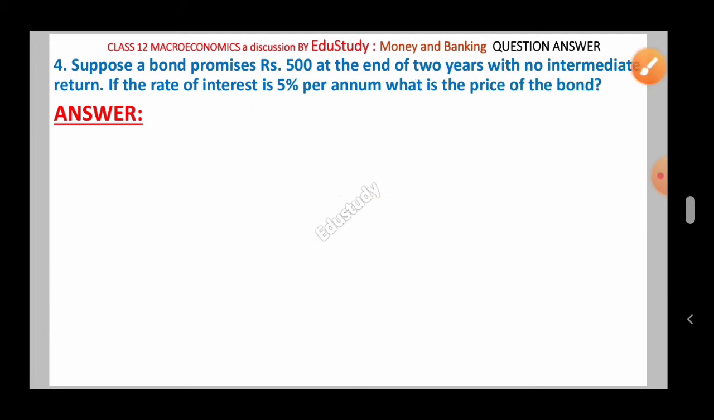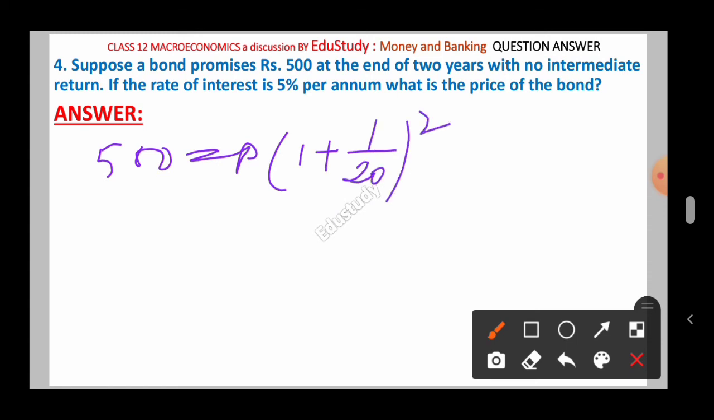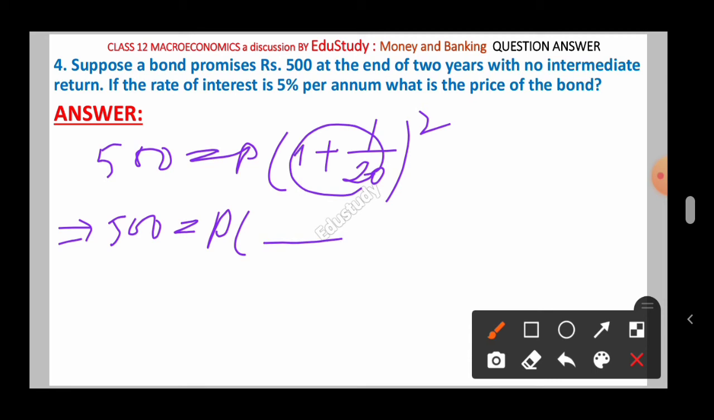You will get 500 equal to P into (1 plus 1 by 20) whole to the power 2. Here you just have to add these two fractions: 1 plus 1 by 20, where 20 is the denominator and 21 is 20 plus 1. This is (21 by 20) whole to the power 2, or whole square.